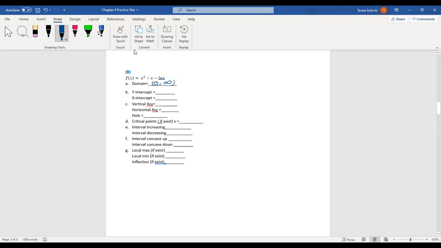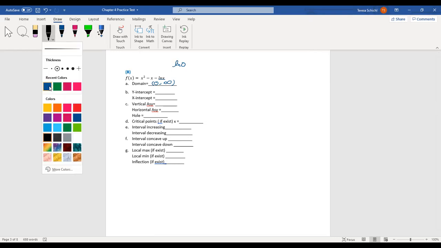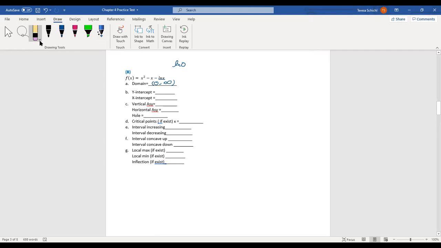Now, for the intercepts: what is the y? I know natural log 0 is not defined, so I cannot find the y-intercept when x is equal to 0. So the y-intercept here does not exist, right?